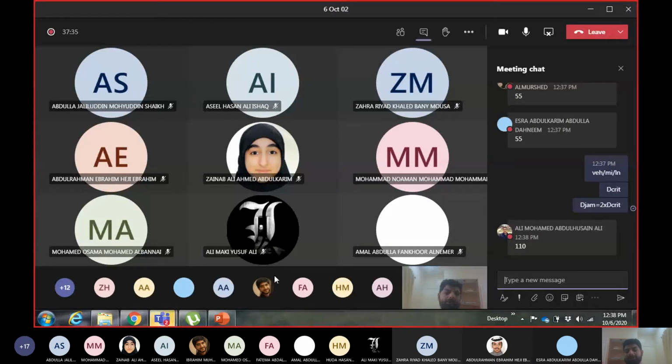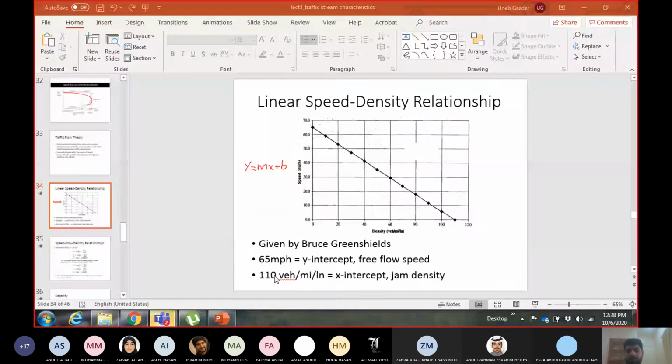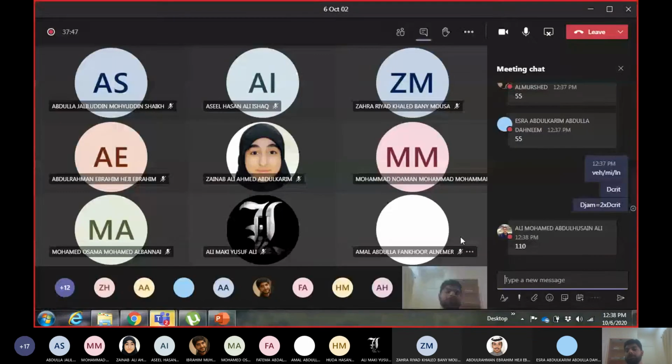We already know jam density is 110. It was given in this curve. I'm just saying what the relationship is between jam density and critical density. The relationship is this one: jam density is always twice the critical density. So you calculated critical as 55 and the jam was 110. This is how I am saying jam density is twice the critical density.